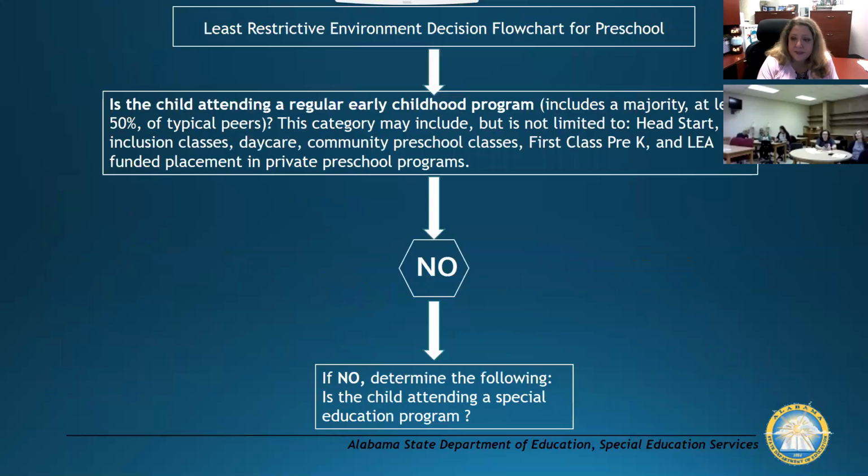All right. Next child we're going to meet is Sophia. Sophia is 5. She has a diagnosis of cerebral palsy. She has cognitive delays, and she's eligible under the area of developmental delay. So the team is looking at her. Does she attend a regular early childhood program? And for Sophia, the answer is no. So again, we're going to follow the no side of the chart and let's look at her next question.